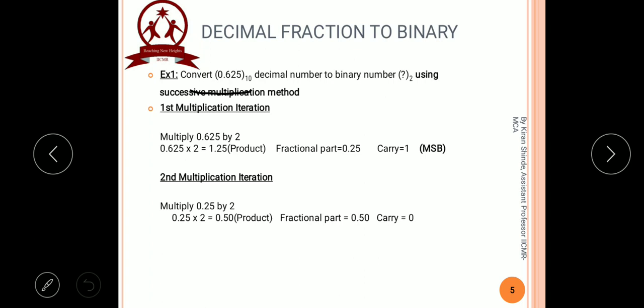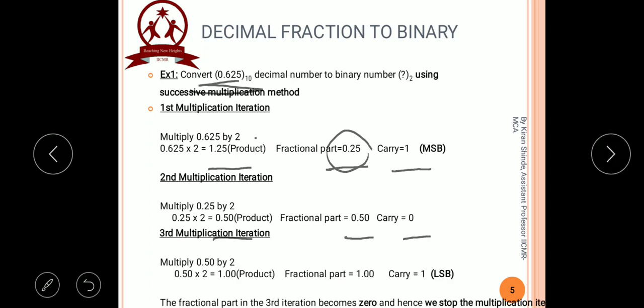Now here we are given a decimal number as 0.625 and we are asked to convert this 0.625 into its binary equivalent. So first of all we have to multiply 0.625 by 2. We will get 1.25 and we will write the fractional part and the integer part separately. The integer part will be denoted as carry. Continue the multiplication further with the fractional part. So take the fractional part, that is 0.25, multiply it by 2. Again separate out the fractional part 0.50 and carry here is 0.